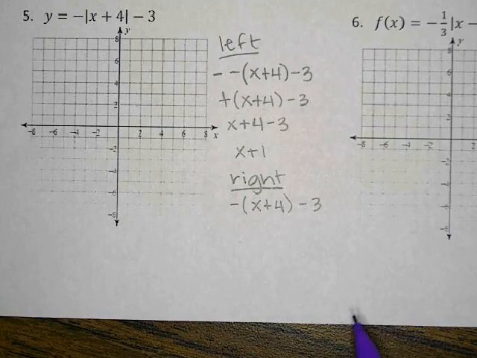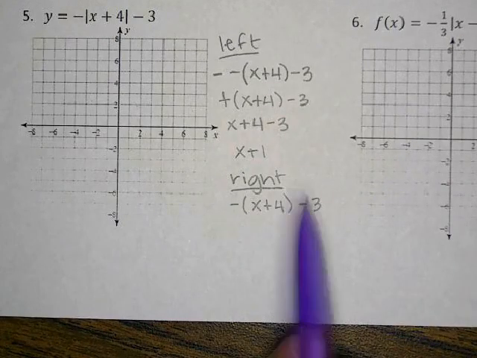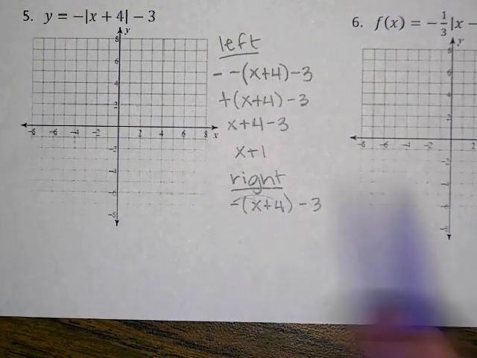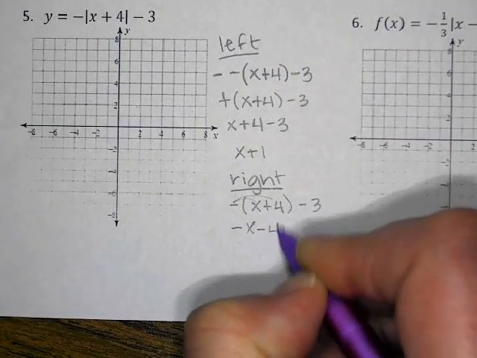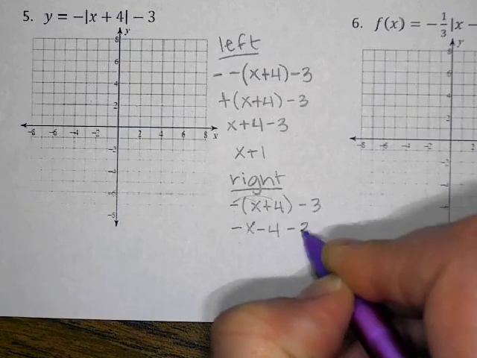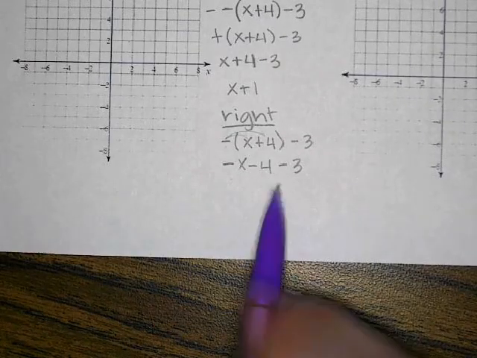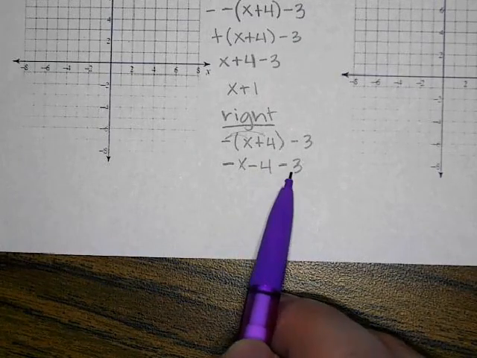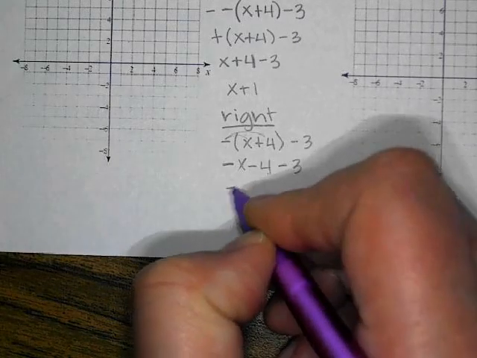So what should I do to get rid of the parentheses? Distribute the negative. So I have a negative times an x and a negative times a 4. That gives me negative x minus 4, and then I have the minus 3 on the end. And what is negative 4 and negative 3 together? Negative 7. So I have negative x minus 7.